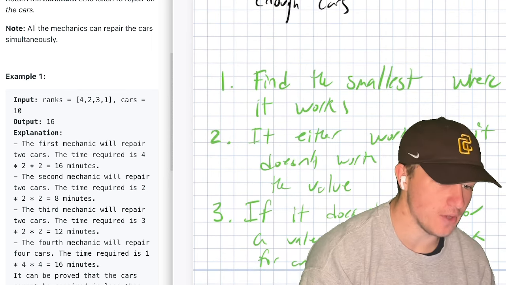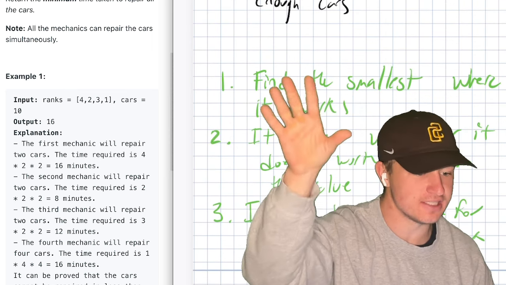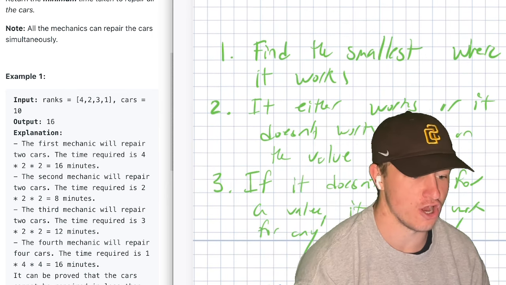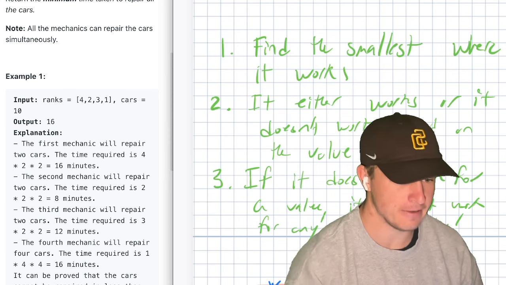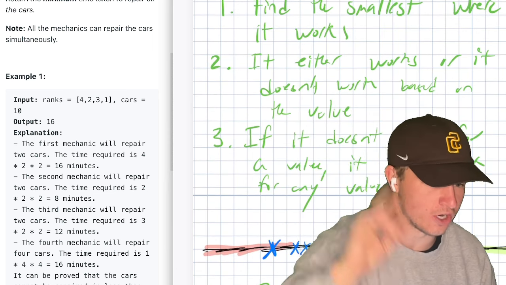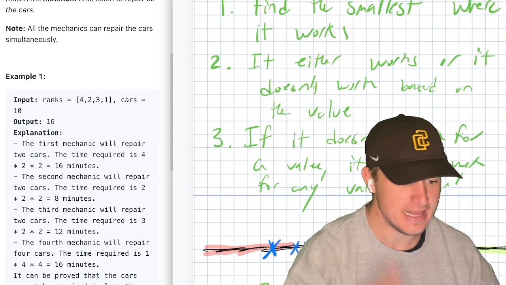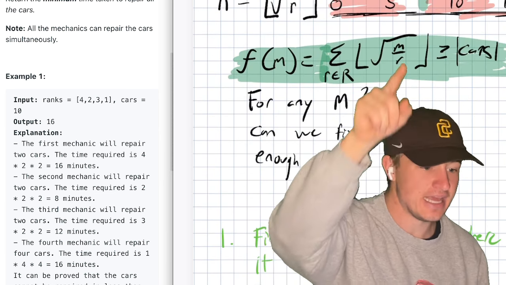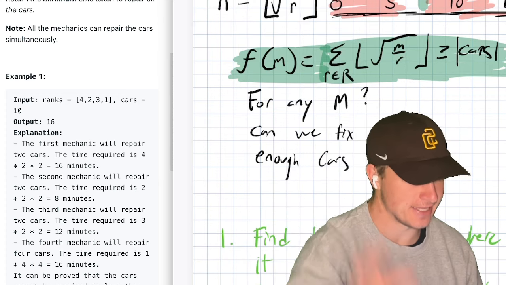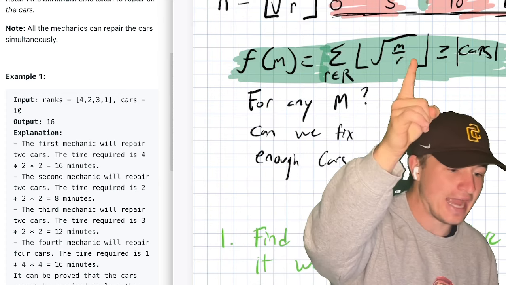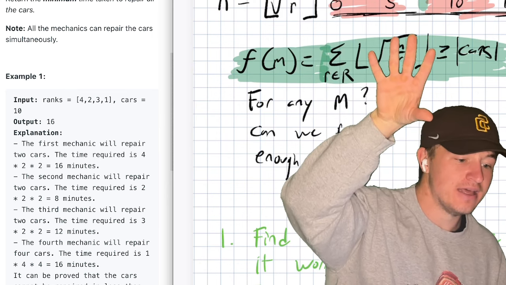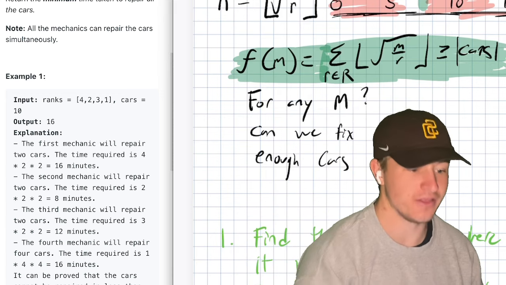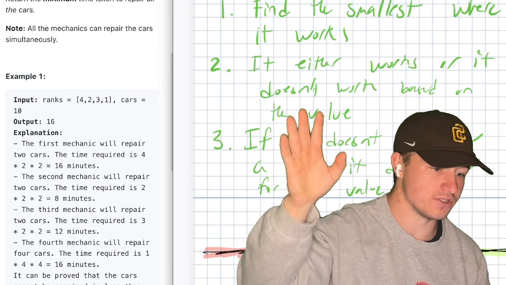Okay? So if you have a problem where you're trying to find the smallest of something that works, like you're trying to find the least number of minutes that you can fix all the cars given the mechanics and their associated rank, it either works or it doesn't work on a value, right? Simply put, if I give you the number of minutes, can you tell me always if it works or if it doesn't work? And that's the case here. If you give me any minute value, I can evaluate whether or not we can fix enough cars in the minute value allotted, and if it's greater than the cars provided. So I can figure out if it works or it doesn't work.